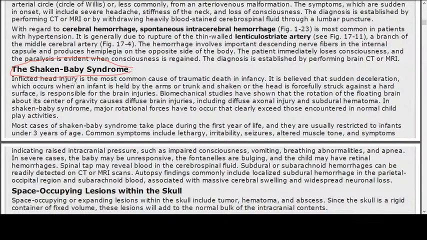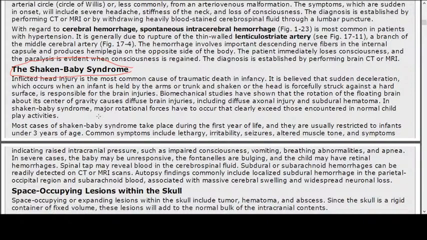Let's study. Infantile head injury is the most common cause of traumatic death in infancy. It's believed that sudden deceleration, which occurs when an infant is held by the arms or trunk and shaken, or the head is forcibly struck against a hard surface, is responsible for the brain injuries. So basically when the head of the baby is shaken, there might be injuries.